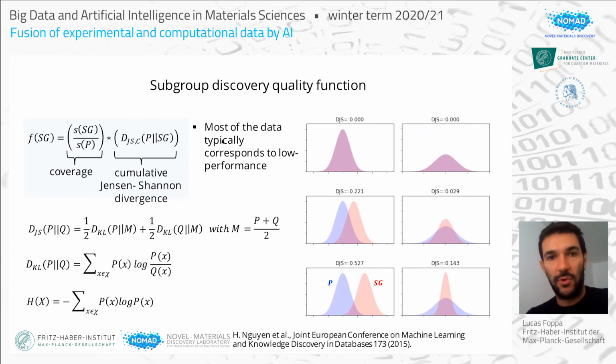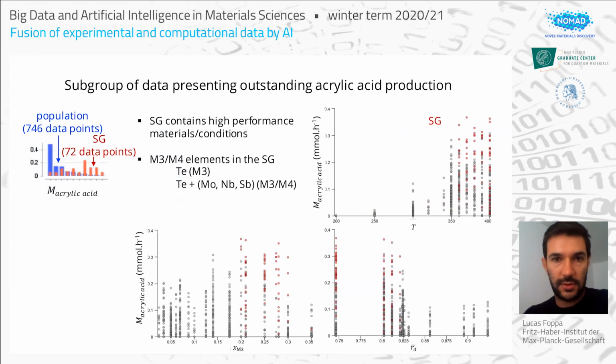I note that most of the data we have, not only in this application but in several, corresponds to low performance materials. Most of the things we know are not exceptional, or not high performance materials. So it makes sense that we search for subgroups that are as different as possible from this bulk of materials that have low performance. Okay, so we talked about the features and the quality function, and now we go to the results and the kind of subgroups we have with these two setups.